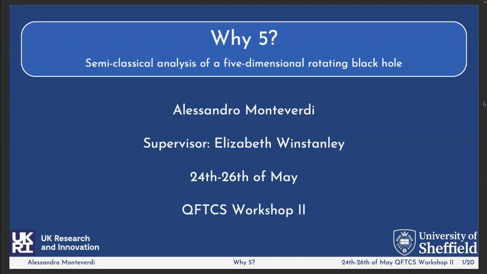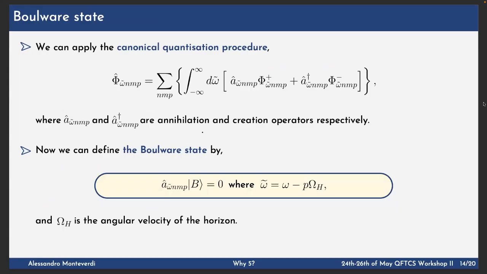So first of all, we can apply the canonical quantization. We have a proper definition of time. We can split between positive and negative frequencies. We quantize our field within the modes, and we define the a and a dagger operators, which are the annihilation and creation operators respectively. Then with the annihilation operator, we define what a Boulware state is on the spacetime. Remembering omega tilde is this frequency defined here.